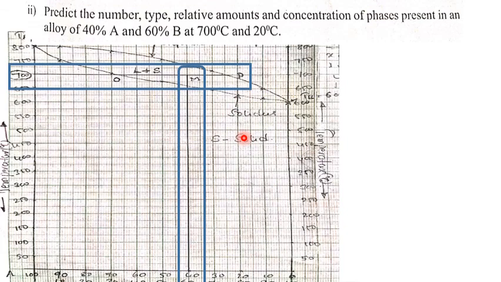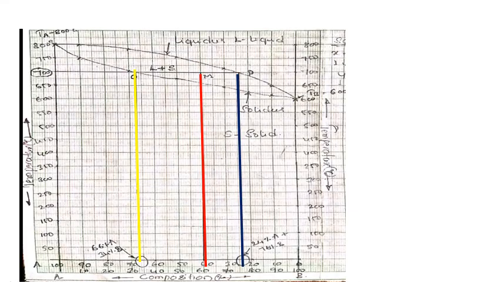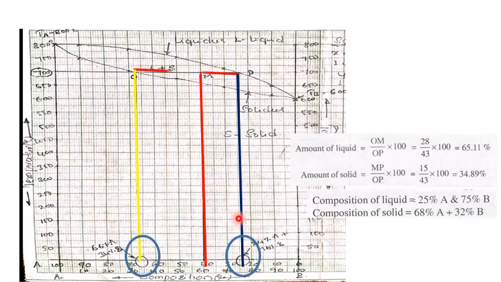Now what is the number of phases present at this moment? At point M, we can say the number of phases is 2, which is a liquid and a solid. Now what is the composition of the liquid? Easily we can find the composition of the liquid and solid. This is the liquidus line, and where it intersects the x-axis gives the liquid composition, which is 25% A and 75% B.